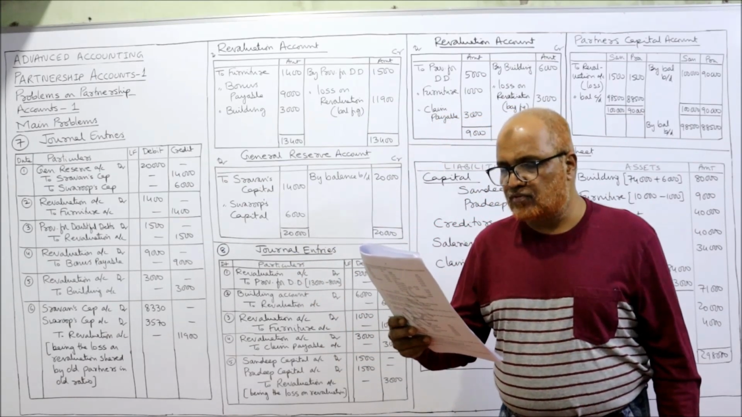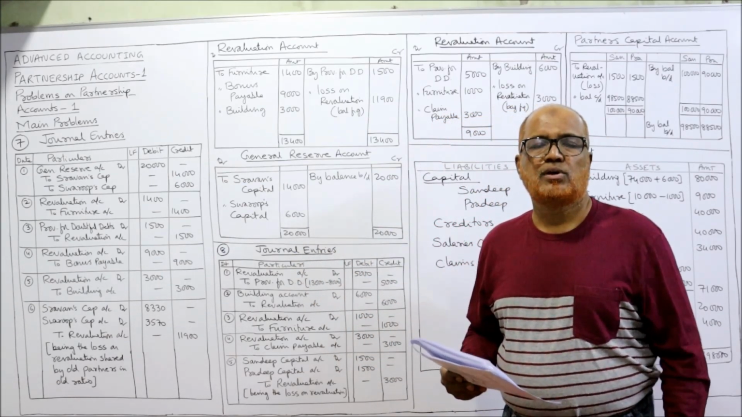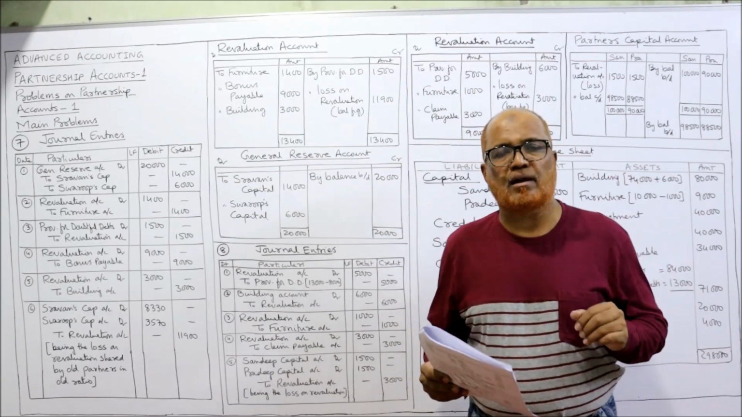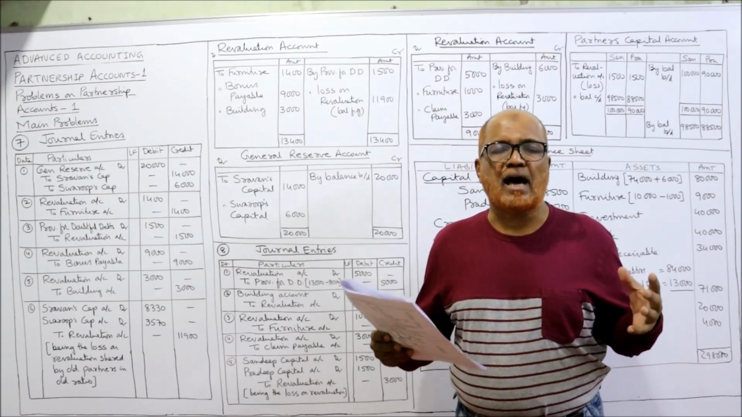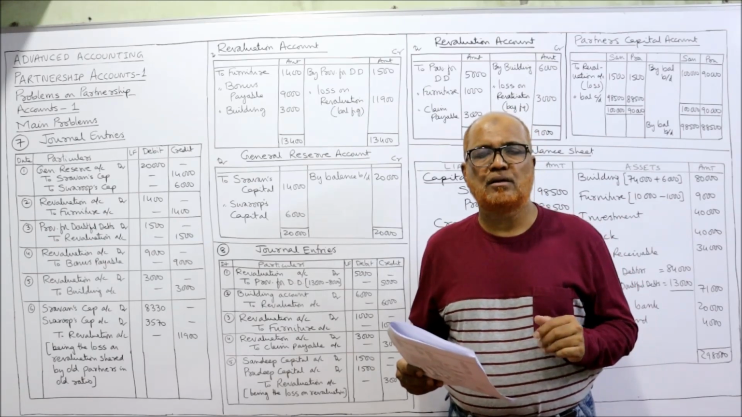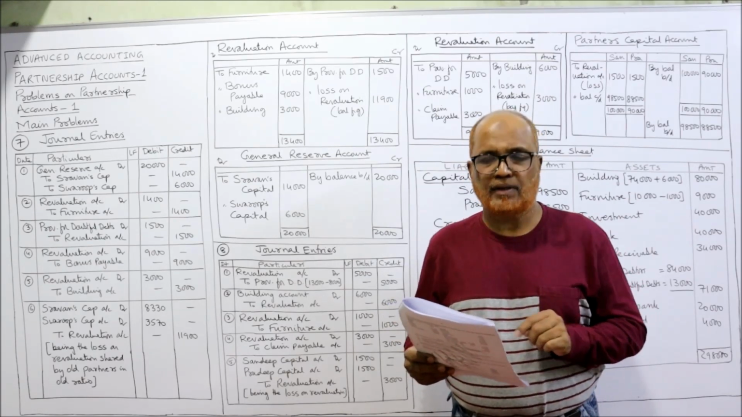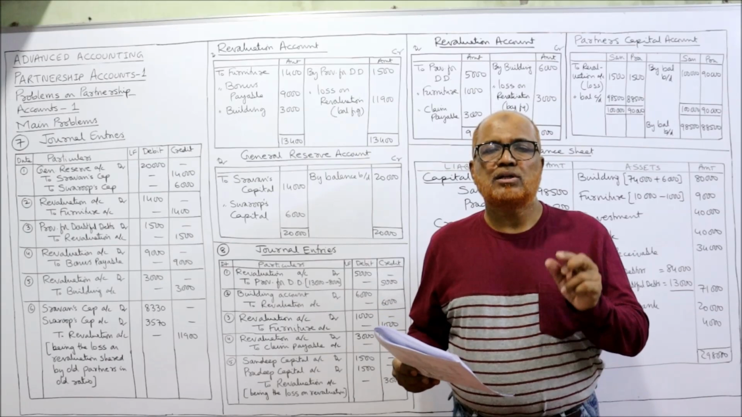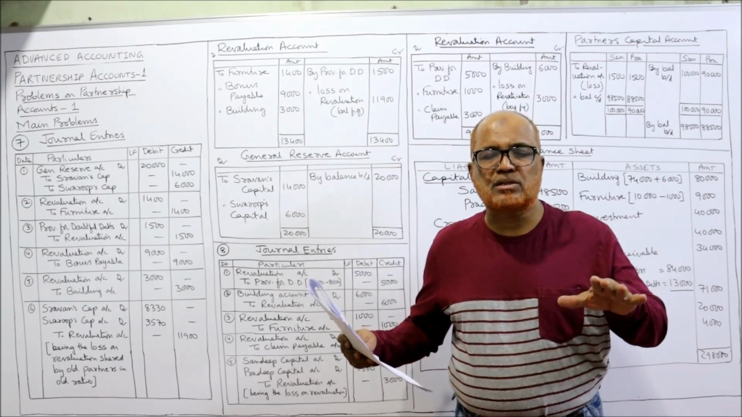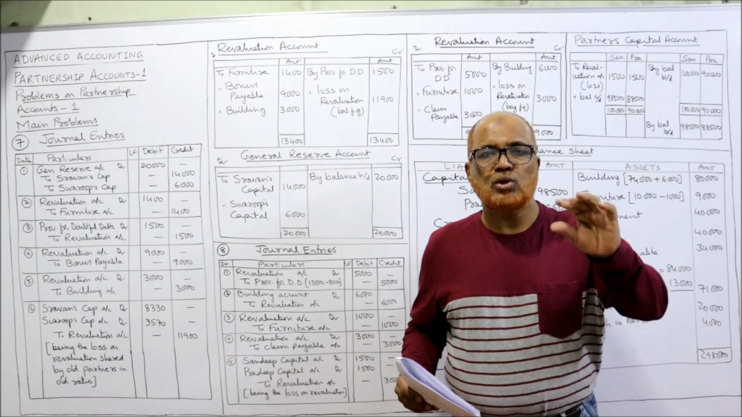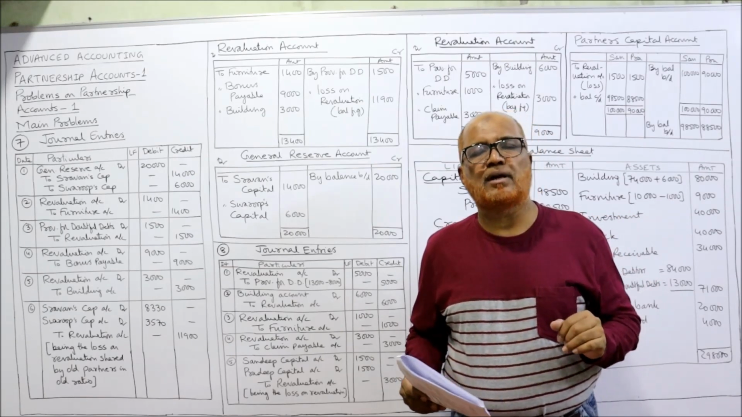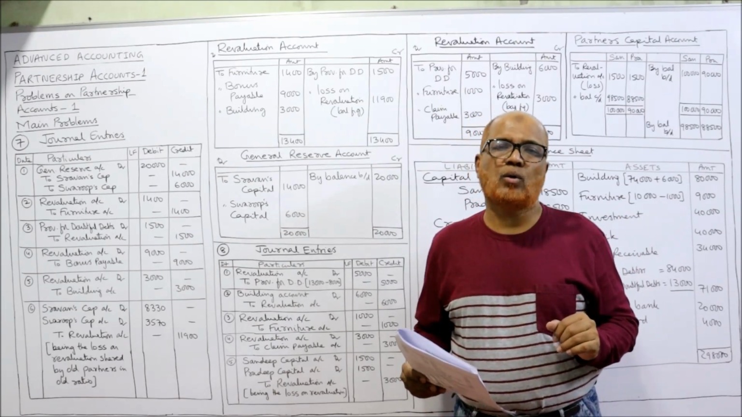First, distribution of general reserve of 20,000. Before admission of the new partner, in the balance sheet, general reserve was there. This general reserve is the accumulated profit. It will be shared by the old partners in the old profit sharing ratio, that is 7:3. General reserve will show credit balance. Now if you want to close it, you have to debit. So general reserve account should be debited and old partners capital account should be credited in the old profit sharing ratio.